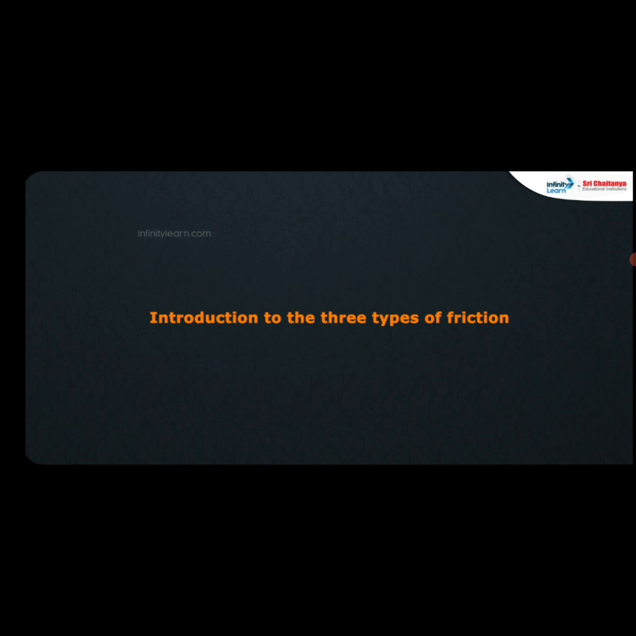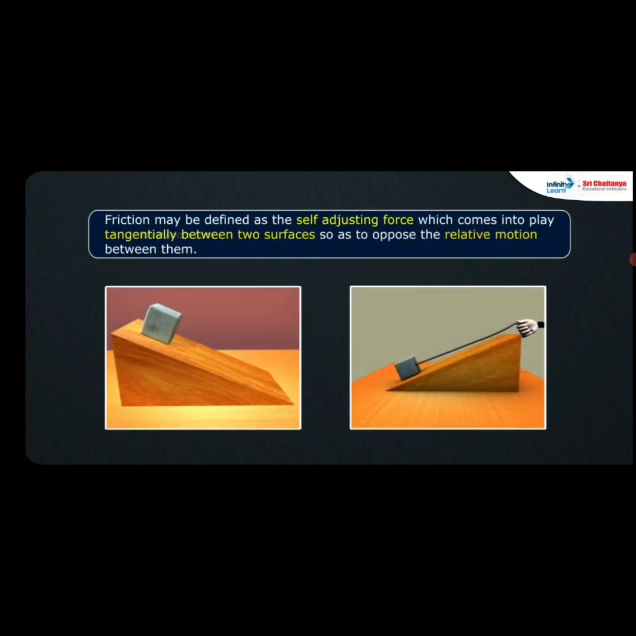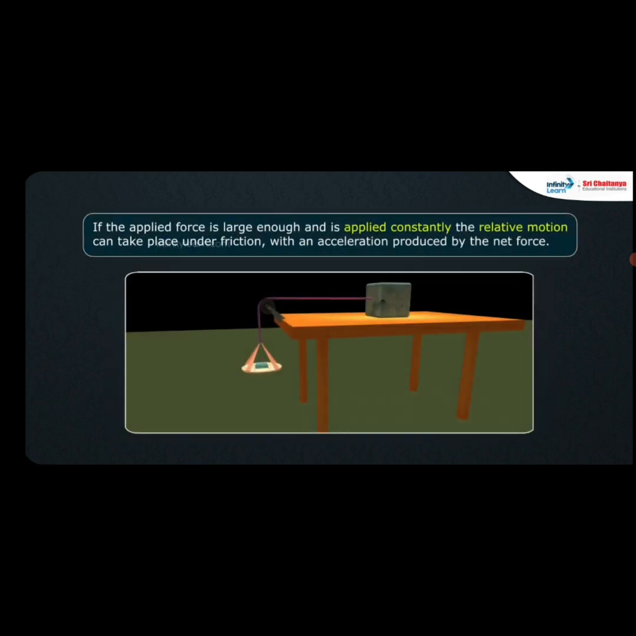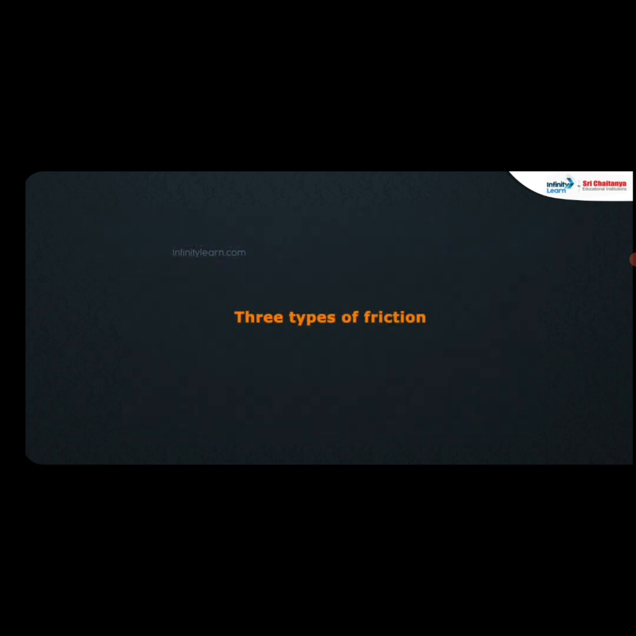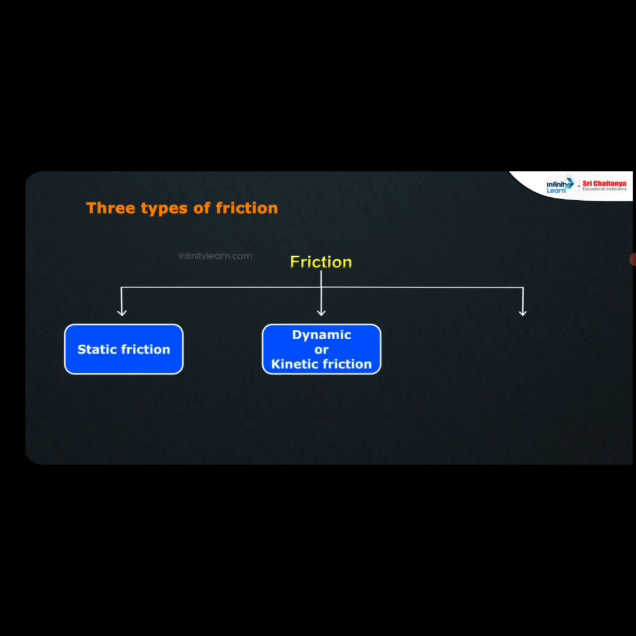Introduction to the 3 types of friction. Friction may be defined as the self-adjusting force which comes into play tangentially between 2 surfaces so as to oppose the relative motion between them. However, if the applied force is large enough and is applied constantly, the relative motion can take place under friction with an acceleration produced by the net force. Friction is of 3 types, namely static friction, dynamic or kinetic friction, and rolling friction.